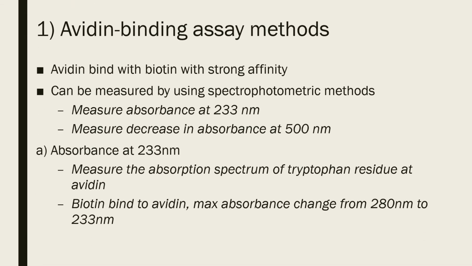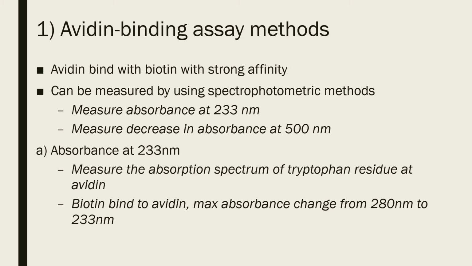Let's talk about the avidin binding assay method first. Avidin and biotin bind together with strong affinity. The binding of avidin and biotin can be measured by using spectrophotometric methods where there are two ways of doing it. Measuring the absorbance at 233 nanometer or measure the decrease in absorbance at 500 nanometer.